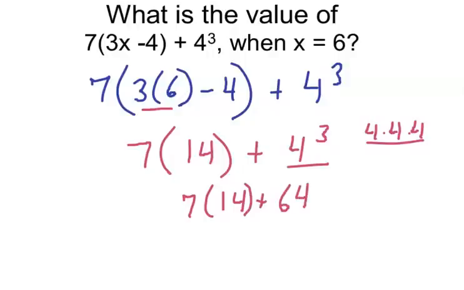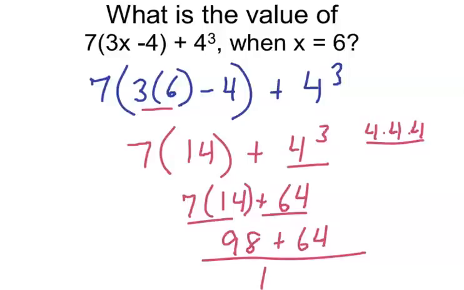All right, so now we have multiplication and addition, so we're going to have to do the multiplication first. So we have 14 times 7, which is 98, plus 64. Then we do 98 plus 64, and that will give us 162. All right, so that's the answer if you follow the order of operations, 162.